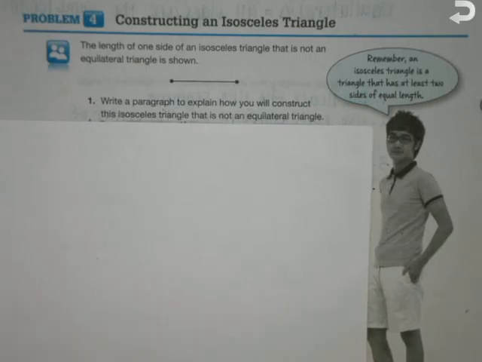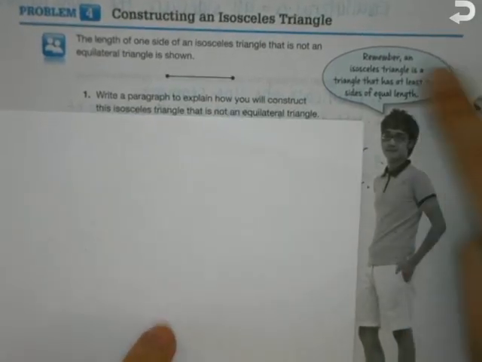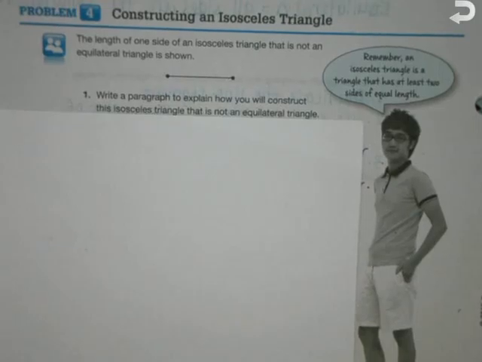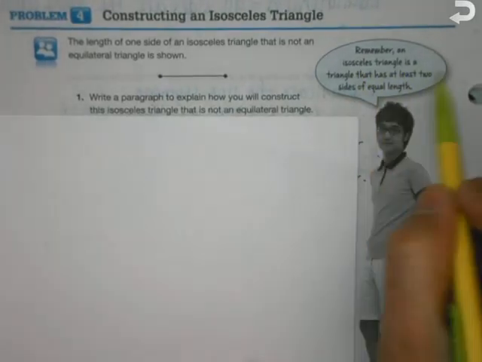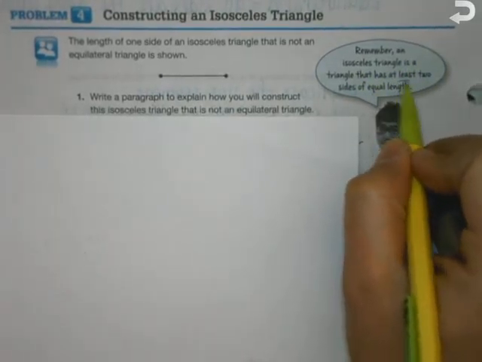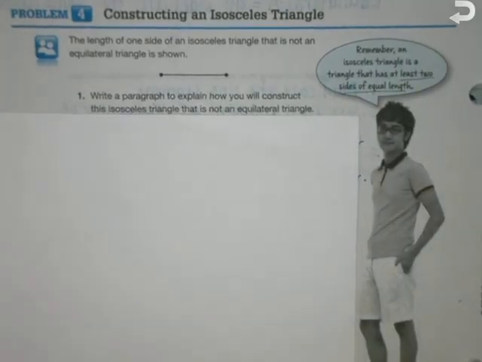Okay, so now that we know how to do an equilateral triangle, let's look at how to construct an isosceles triangle. And our little friend here with the trendy white shorts is reminding us that an isosceles triangle is a triangle that has at least two sides of equal length. And then what else do we know about an isosceles triangle? Does anybody else remember?